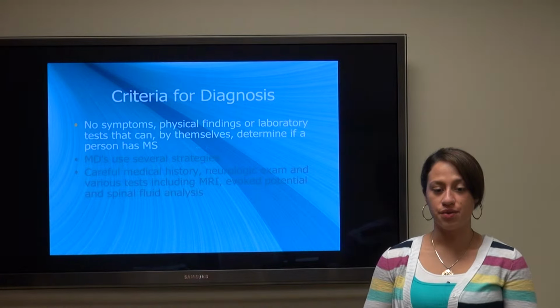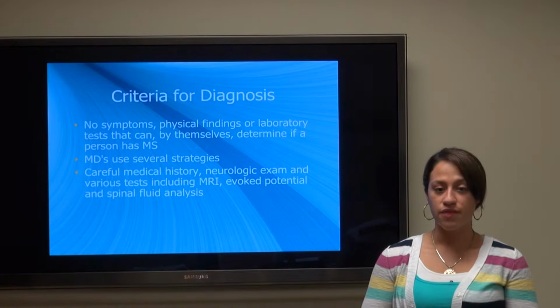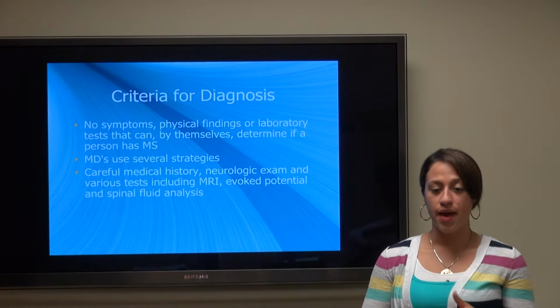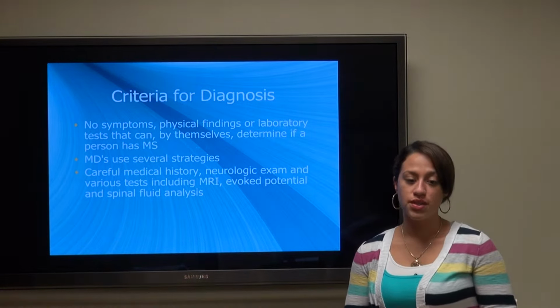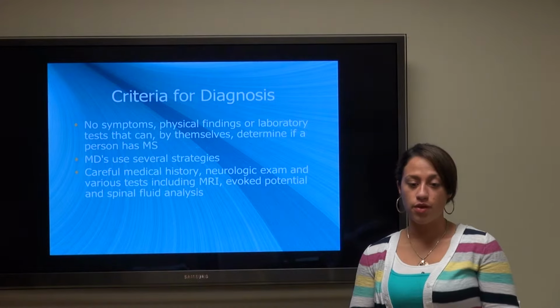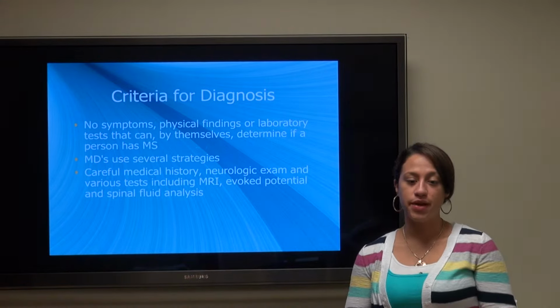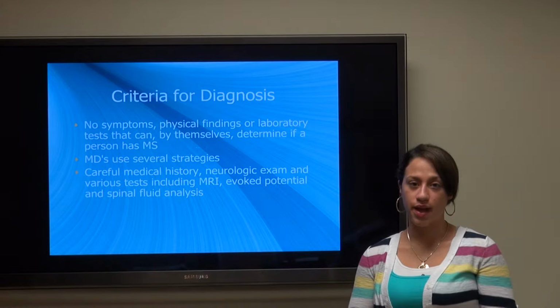So what are the criteria for diagnosing someone with MS? There are no symptoms, physical findings, or laboratory tests that by themselves help to determine if a patient has MS. Doctors use several strategies. So they take a careful medical history, perform a neurologic examination, and use various tests including MRIs, evoked potentials, and spinal fluid analysis.